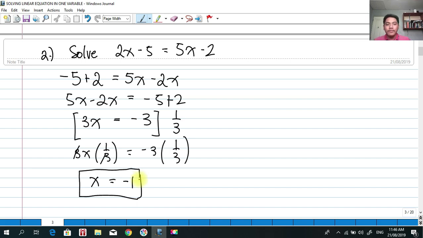And how do we check? Okay, we substitute what we get, the value of x, into the original equation. So let's try if that would be equal. Because this is the solution. This should be the value of x for this linear equation to be equal. So let's try. Checking.